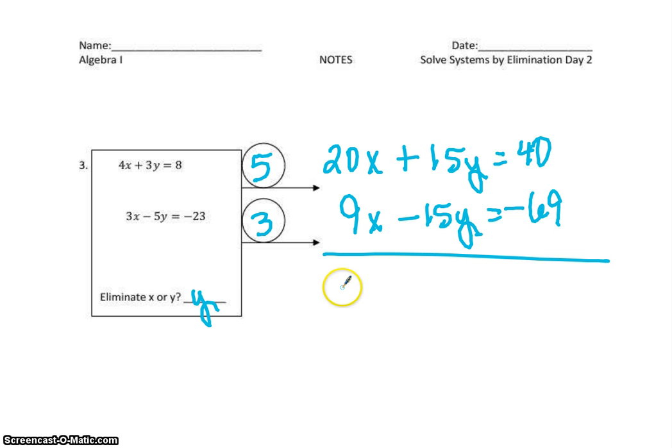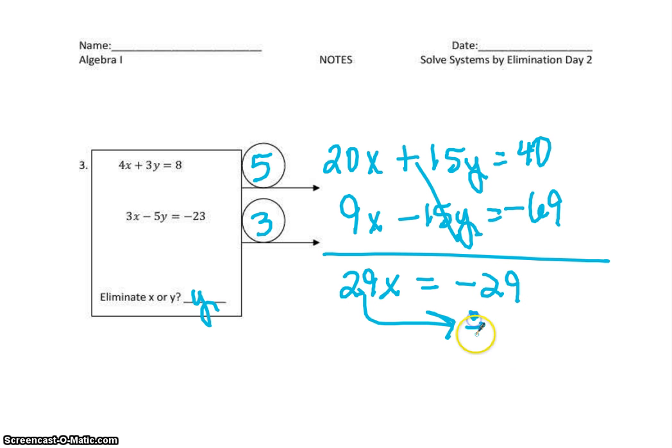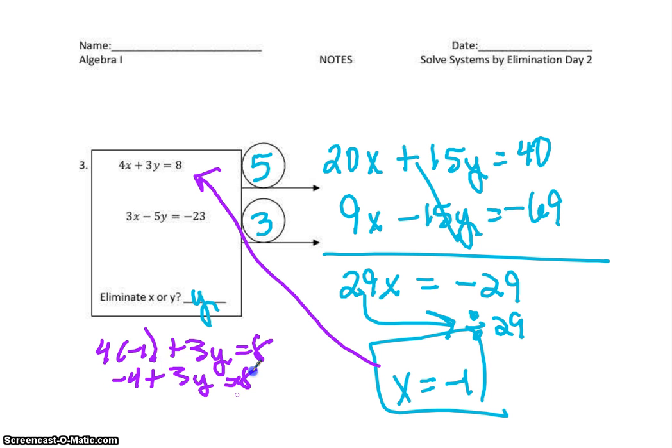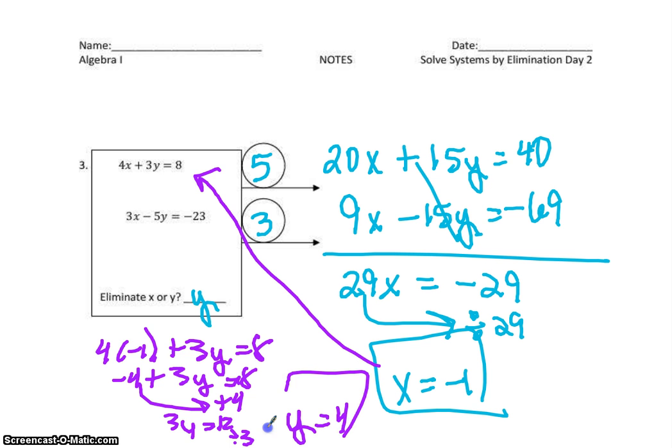Draw a line and combine. Gives you 29x. Your y's cancel. Equal negative 29. Bring this over and divide by 29. X equals negative 1. Take your negative 1 up to either of these and put it in for x this time. So 4 times negative 1 plus 3y equals 8. So negative 4 plus 3y equals 8. Bring your 4 over and add it. 3y equals 12. Divide by 3, y equals 4.